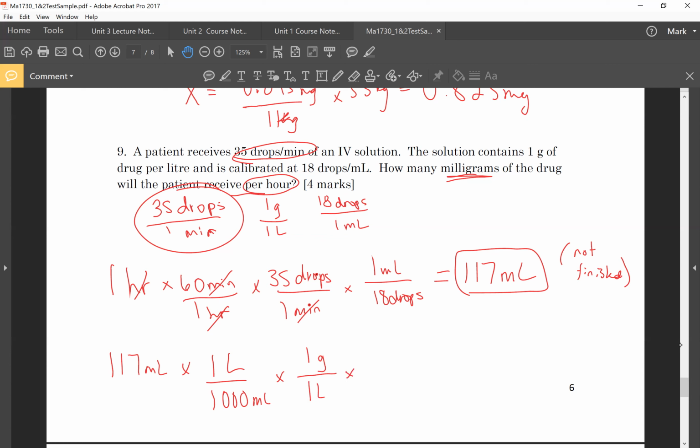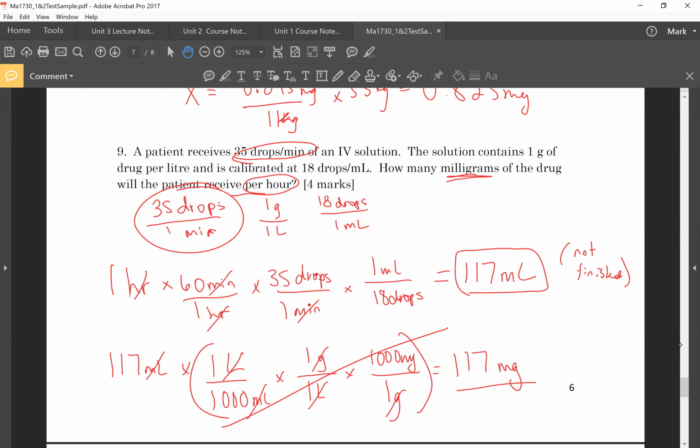Oh, and we also need to convert this into milligrams. Sorry, the question's asking for milligrams. So this is actually kind of a funny one because all of this cancels out to just be one. So the answer is also 117 milligrams. So again, what I did was I converted it to liters. I converted the liters to grams, and then I converted the grams to milligrams. But actually, when you do all of that, it just equals one. It all cancels itself out, but that's okay. It's good to show our workings.